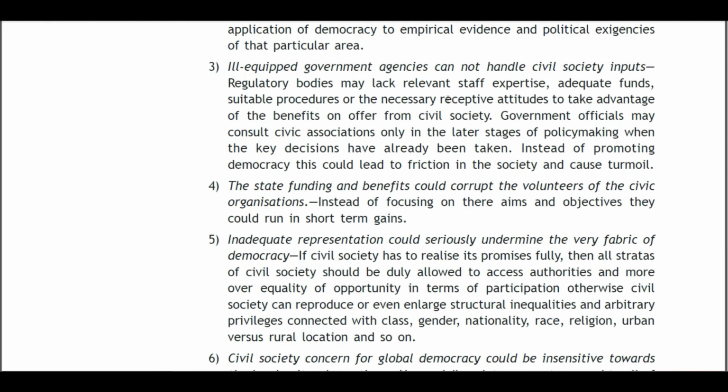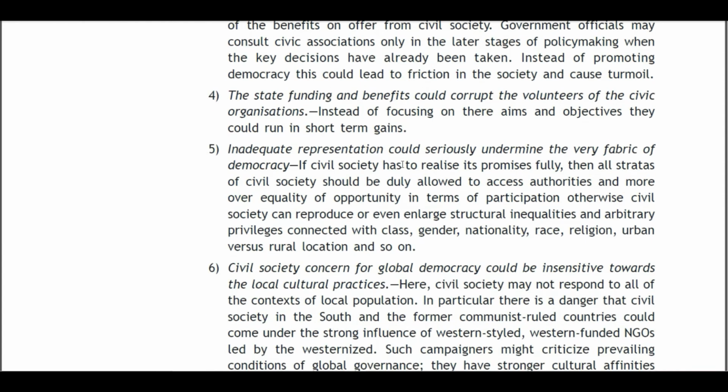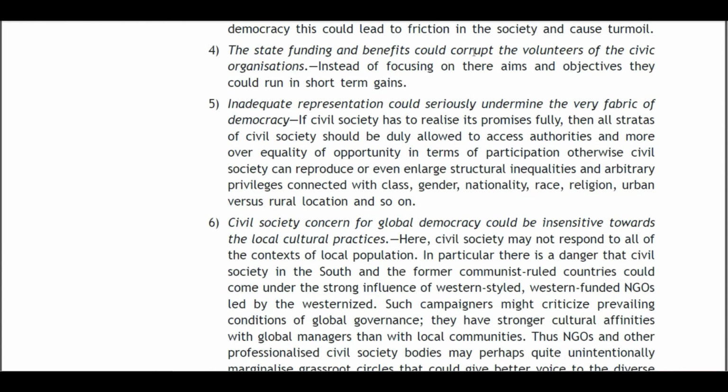Third, ill-equipped government agencies cannot handle civil society inputs. Regulatory bodies may lack relevant staff expertise, adequate funds, suitable procedures, or the necessary receptive attitudes to take advantage of the benefits on offer from civil society. Government officials may consult civic associations only in the later stages of policy making when the key decisions have already been taken. Instead of promoting democracy, this could lead to friction in society and cause turmoil. Fourth, state funding and benefits could corrupt the volunteers of the civic organization. Instead of focusing on their aims and objectives, they could run into short-term gains.